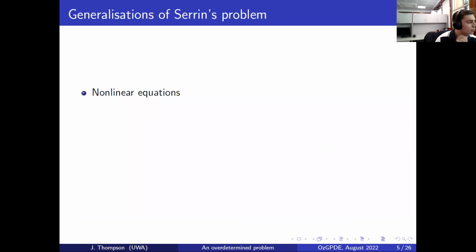There have been many generalizations of Serrin's problem, and the problem I'm looking at today is a generalization of Serrin's problem. First of all, it's been generalized to nonlinear equations, things like the p-Laplacian, and then viscosity solutions of fully nonlinear equations. Another direction it's been generalized is onto manifolds. For example, a similar result to the theorem I just gave on space forms is true.